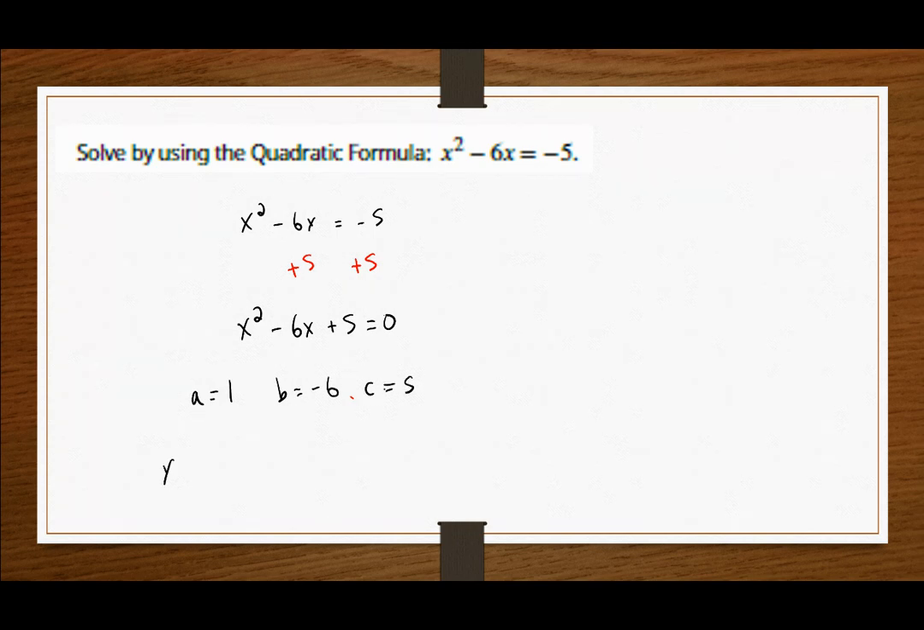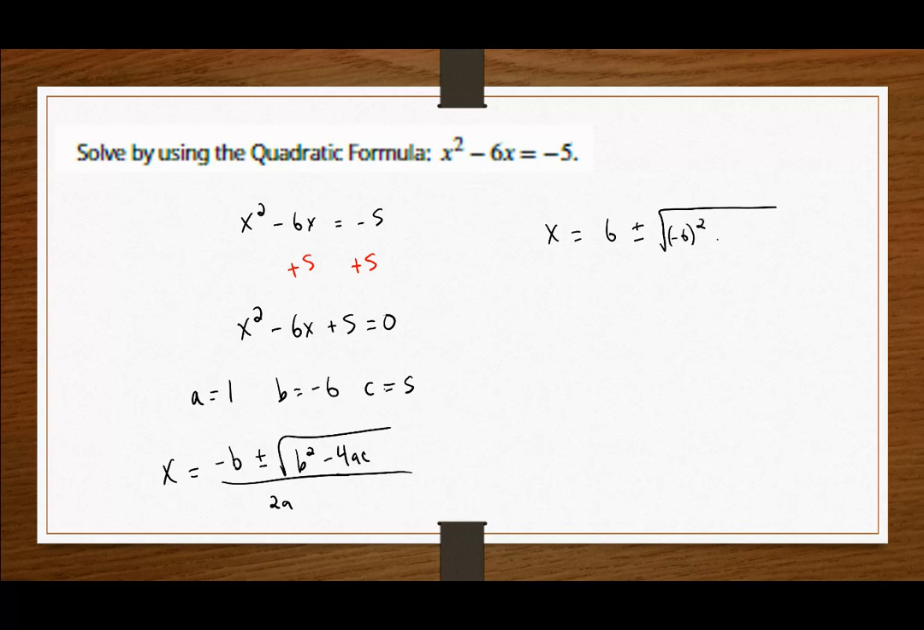Again, the quadratic formula is -b plus or minus the square root of b squared minus 4ac all over 2a. If you have trouble memorizing this particular formula, I completely understand. It's helpful to get this tattooed to the back of your eyelids. Continuing, we make our substitutions into the equation, and it yields the following. 6 plus or minus the square root of -6 squared minus 4 times 1 times 5, all divided by 2 times 1.